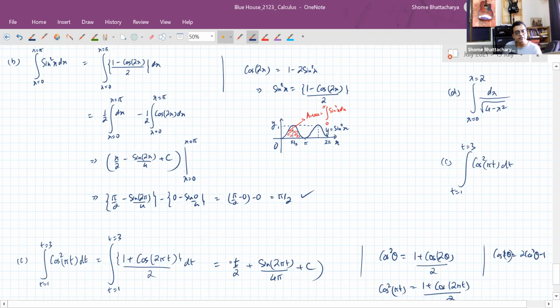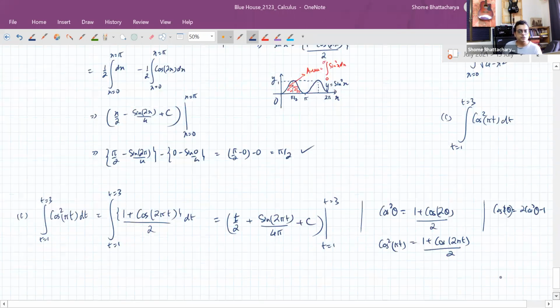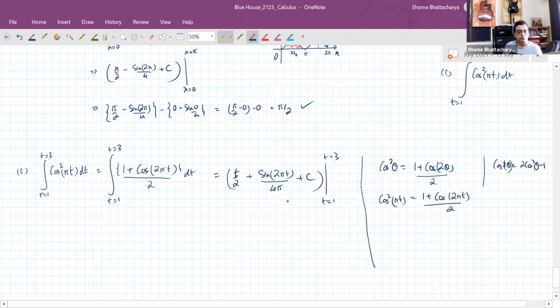So this is the indefinite integration. So this is from t equal to 1 to t equal to 3. I skipped a step over here. Try to make sure you figure out the step yourself that I've skipped. Okay.